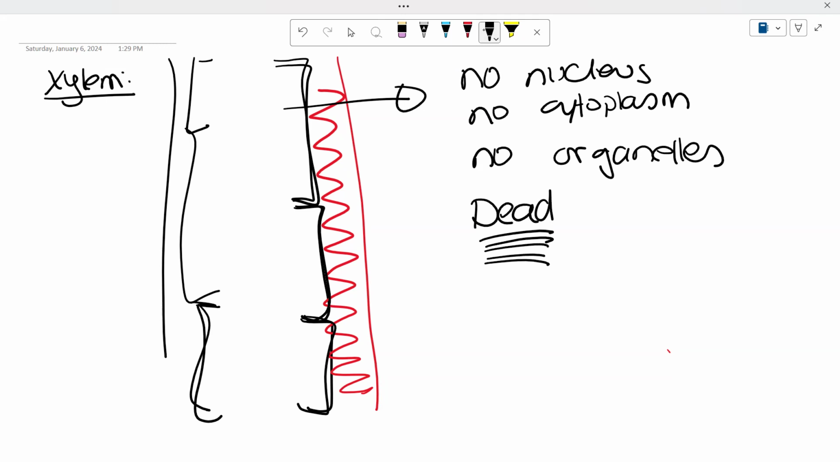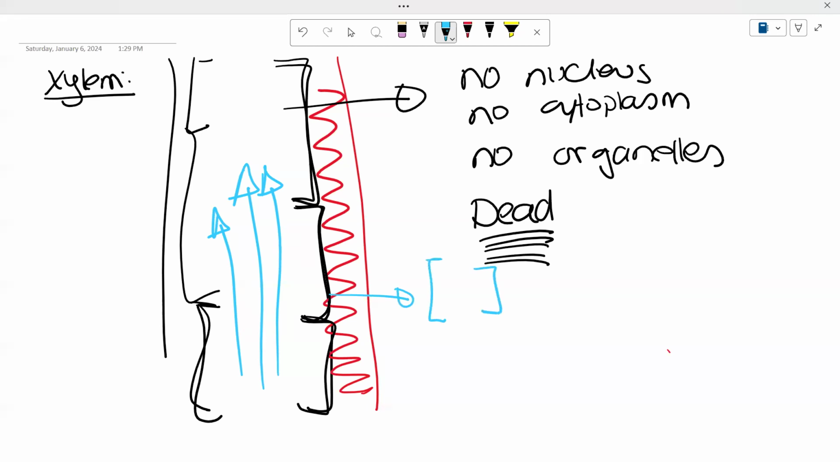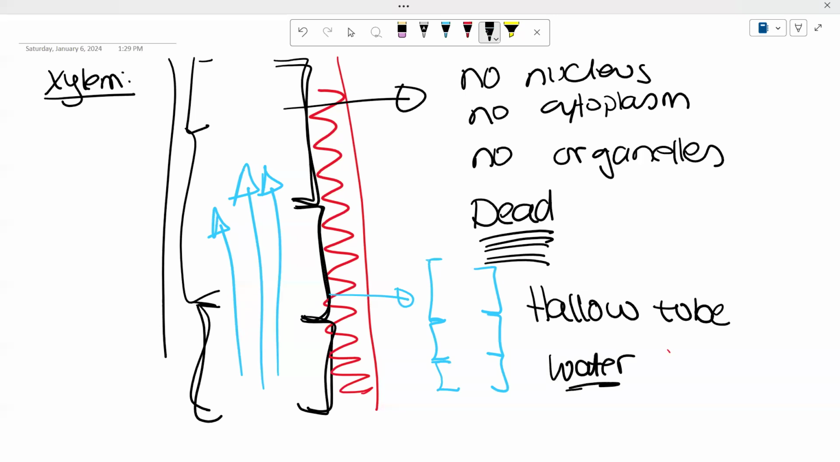Now, why is it without a nucleus and without a cytoplasm and without organelles? Why is this empty? To make it hollow. Exactly. Perfect. Because the xylem cells, as you can see, they are arranged on top of each other to create a hollow tube. What you said is perfect. We want to create a hollow tube, because this hollow tube will carry water, and we want the water to move upwards with no obstruction.